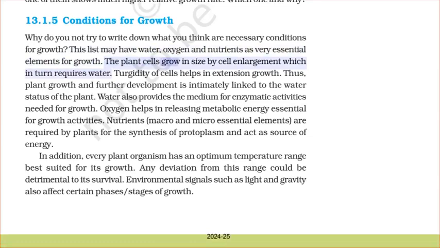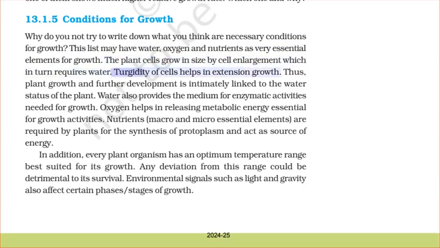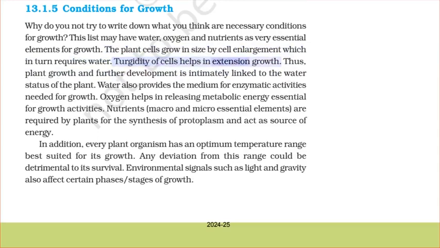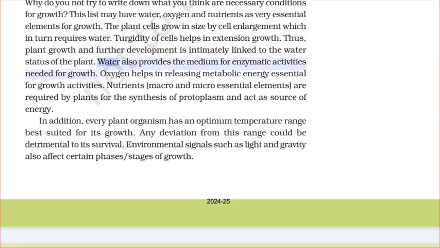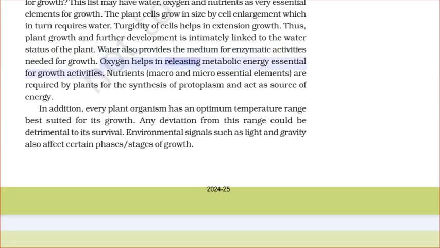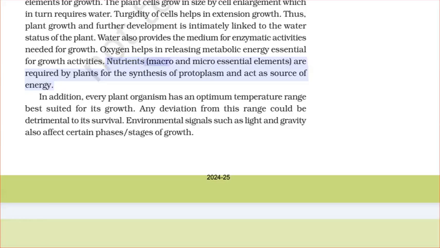The plant cells grow in size by cell enlargement, which in turn requires water. Turgidity of cells helps in extension growth. Thus, plant growth and further development is intimately linked to the water status of the plant. Water also provides the medium for enzymatic activities needed for growth. Oxygen helps in releasing metabolic energy essential for growth activities. Nutrients, macro and micro essential elements, are required by plants for the synthesis of protoplasm and act as source of energy.